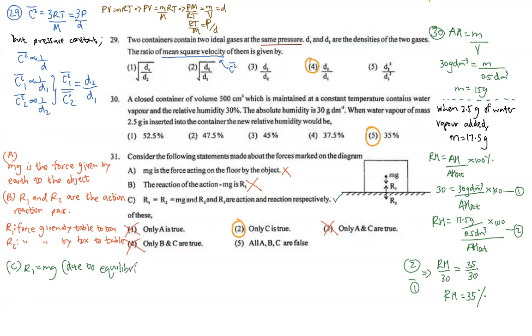According to Newton's first law, the resultant force acting on the object must be 0. The object is at rest, so the resultant force acting on the object must be 0. Mg and R1 are the forces acting on the object. And R1 is equal to R2. Why is that? Because they are an action-reaction pair. So that is Newton's third law. This is Newton's first law. Right, so hope you can understand this.